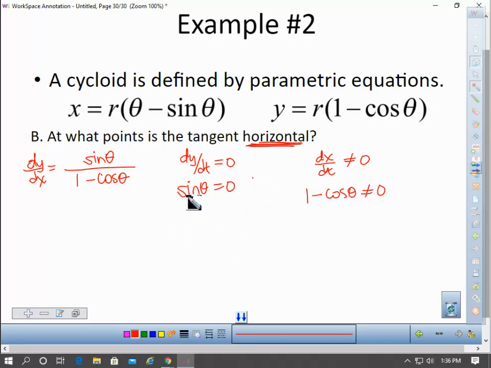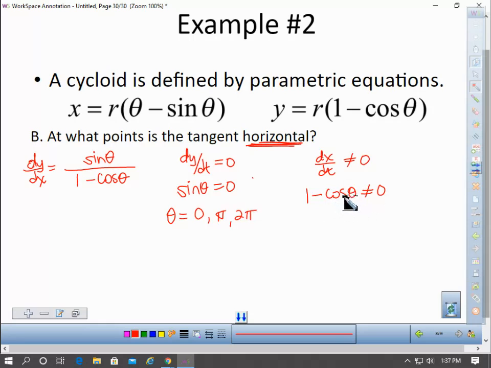So when sine is 0, think where the sine value has a 0 value on the unit circle. That's going to be 0, pi, and 2 pi. Okay? So sine is 0 on the unit circle when the angle theta is 0, pi, and 2 pi.